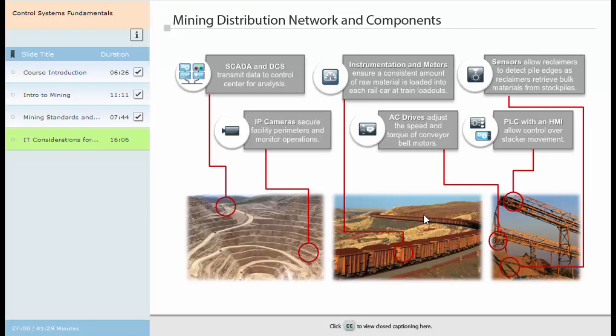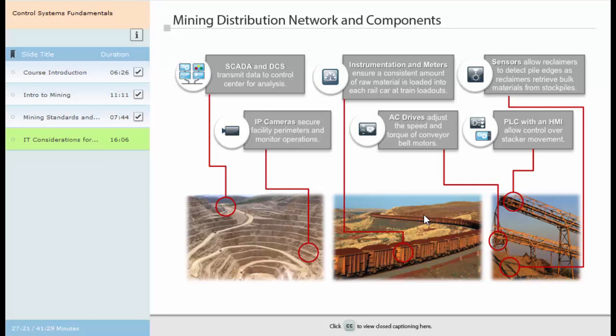IP cameras are connected by a wired or wireless network and are widely used in all phases of the mining operation to secure facility perimeters and monitor operations. Instrumentation and meters are used to measure volumes, such as ensuring a consistent amount of raw material is loaded into each rail car at train loadouts.